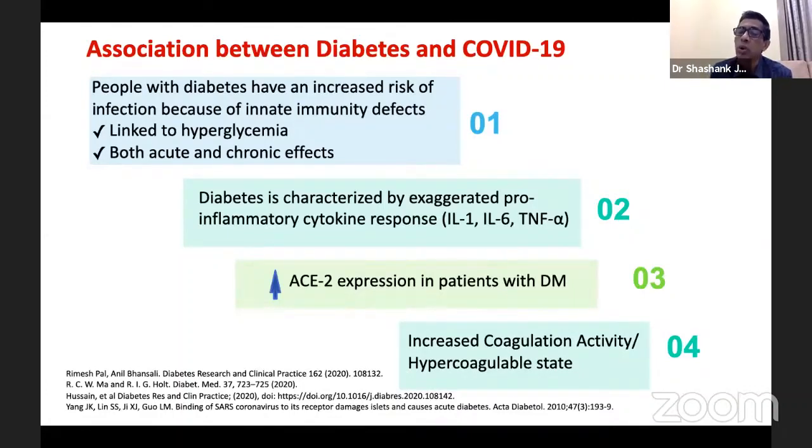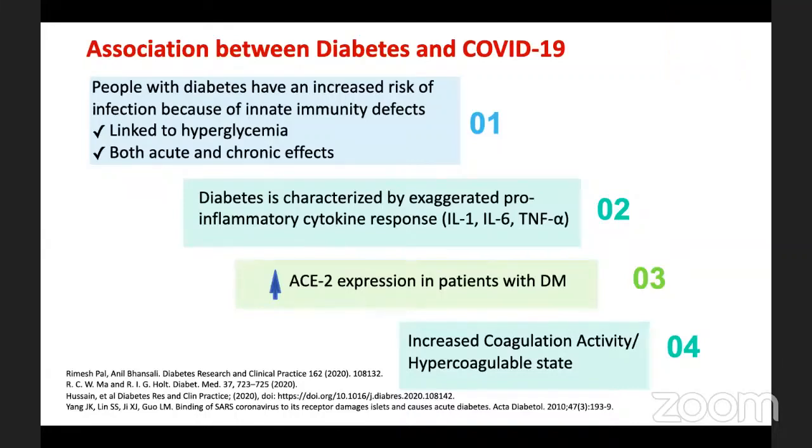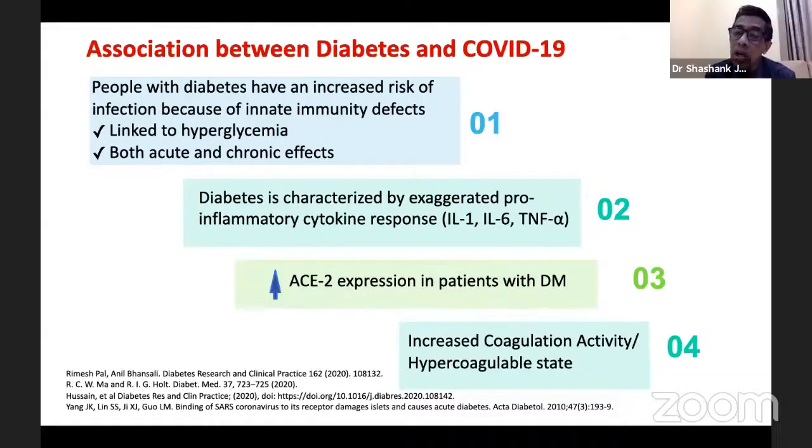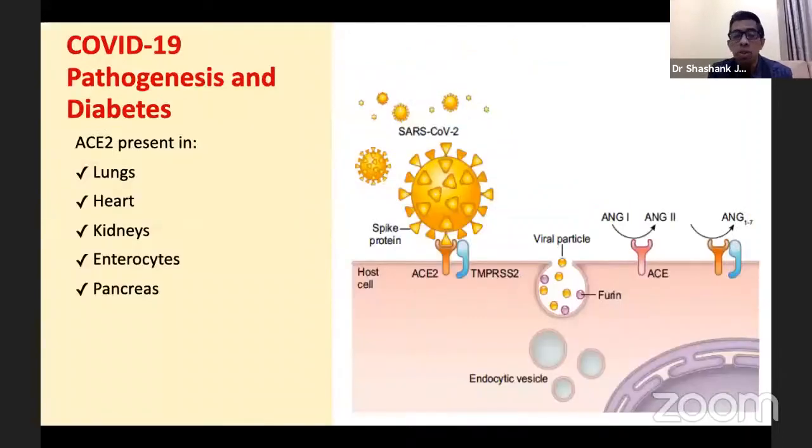The third point we know about diabetes physiologically is there is increased expression of ACE2 in diabetics. And the fourth thing is that diabetics in general are more pro-coagulable, with increased coagulation activity and hypercoagulability. So obviously they have stickier blood, more coagulopathy, a lot of ACE2 expression, a lot of pro-inflammatory cytokines, and a blunted innate immunity. That's what we know as of today.